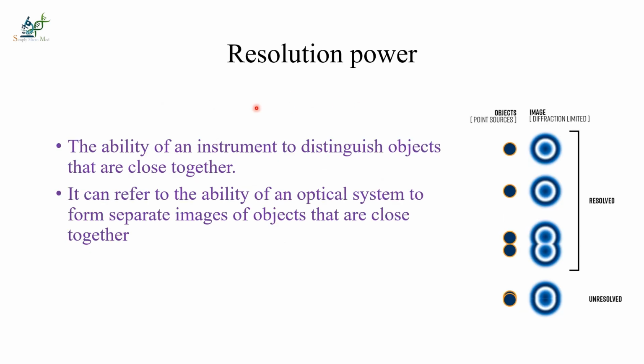Resolution power. Resolution power is the ability of an instrument or our eyes to distinguish objects that are closer together. Here you can see these 2 points we cannot observe through our naked eyes, but when we go here, these 2 points can be resolved. It refers to the ability of an optical system to form separate images of objects that are closer together. So this is called resolution power.